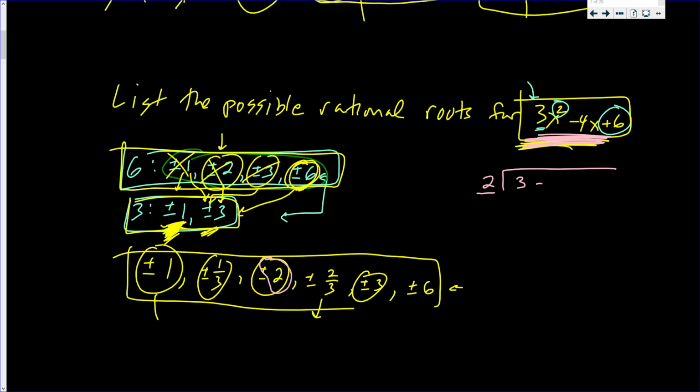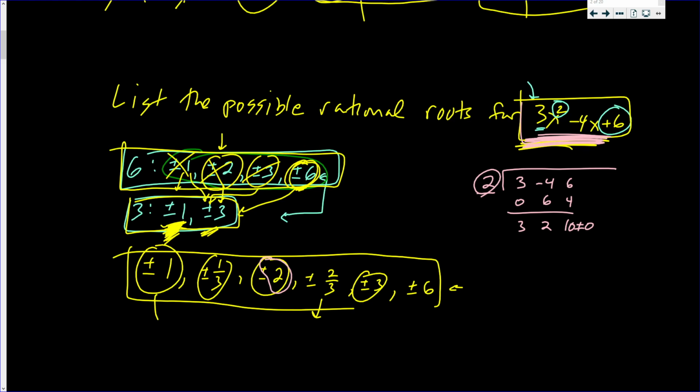3x squared, negative 4x, and the constant. 2 times 3 is 6. You subtract, you get 2. 2 times 2 is 4. You add, you get 10. You didn't get 0. That means 2 is not a 0, a rational 0 for this.